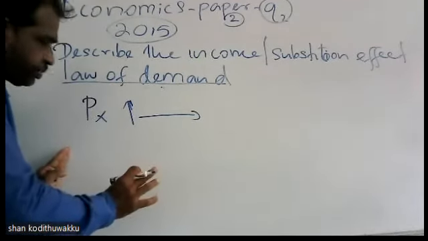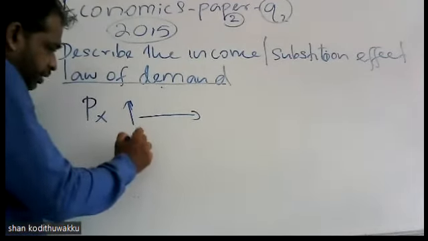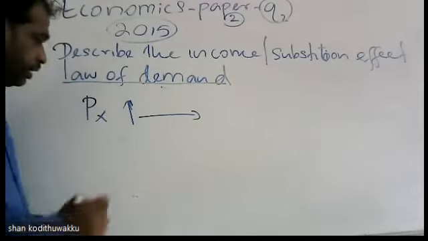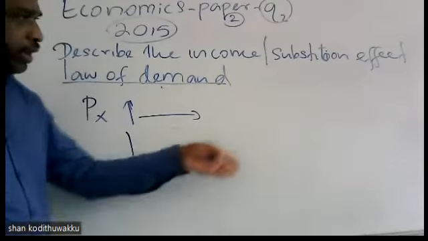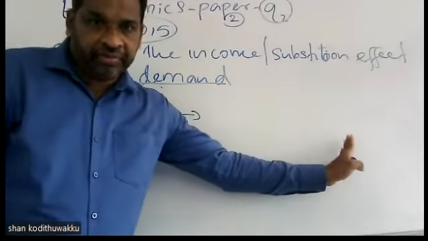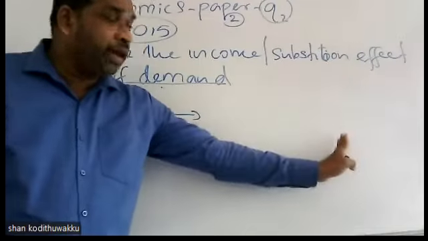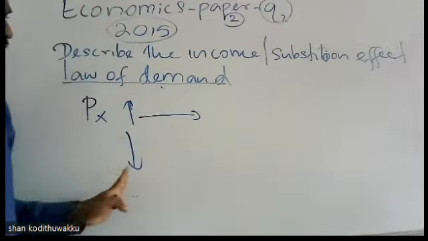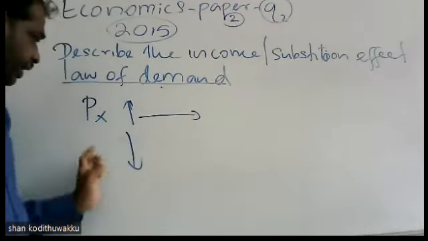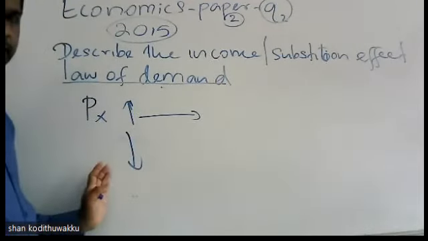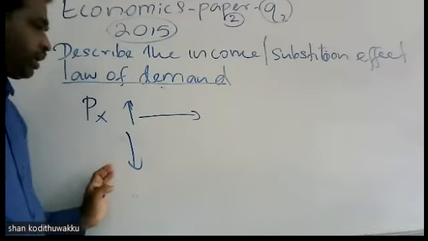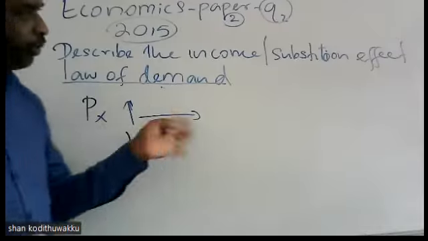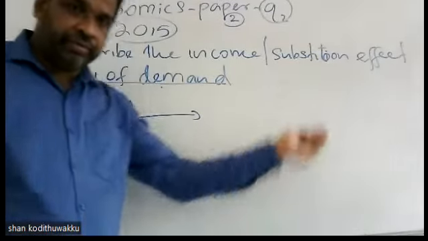The other way around, when the price of the concerned product decreases, people will leave other substitutes because the substitute products' prices will be higher than our concerned product. Therefore, people will buy more and more of our concerned product. Then the demand for the concerned product will increase. That is how we can express the substitution effect.